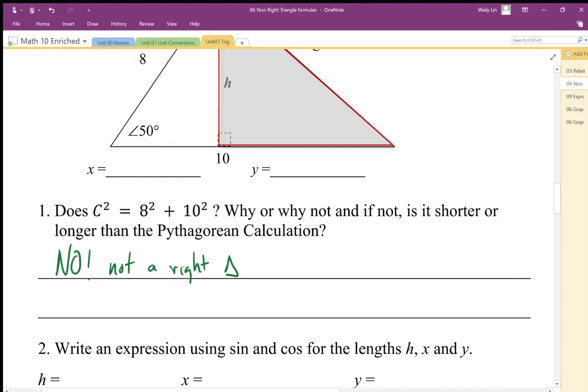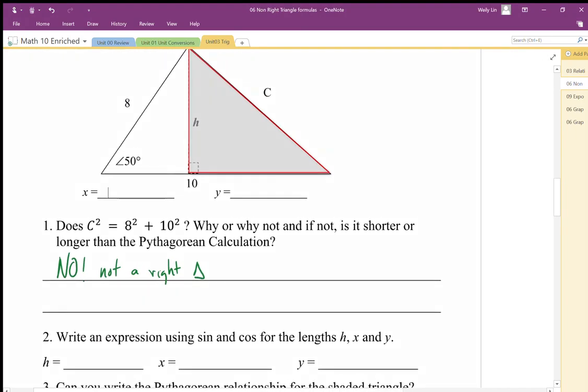So let's see if we can come up with some relationship here. I want to write an expression for these different parts. First of all, the x part, this length here: x divided by the hypotenuse is equal to cosine. So x divided by 8 is equal to the cosine of 50 degrees. So x is equal to 8 times cosine of 50 degrees. So 8 cos 50 represents my x value.